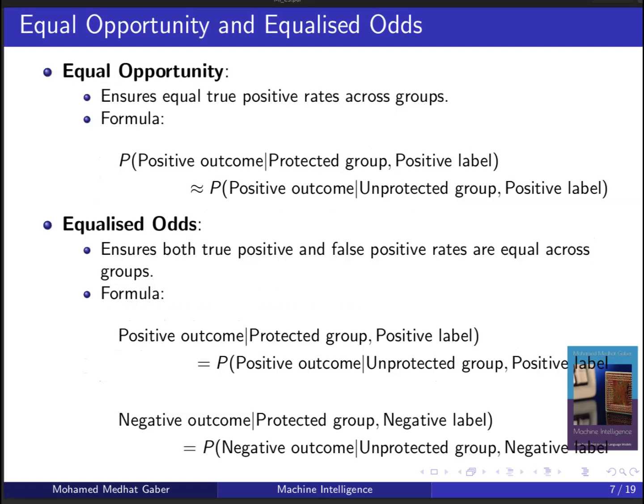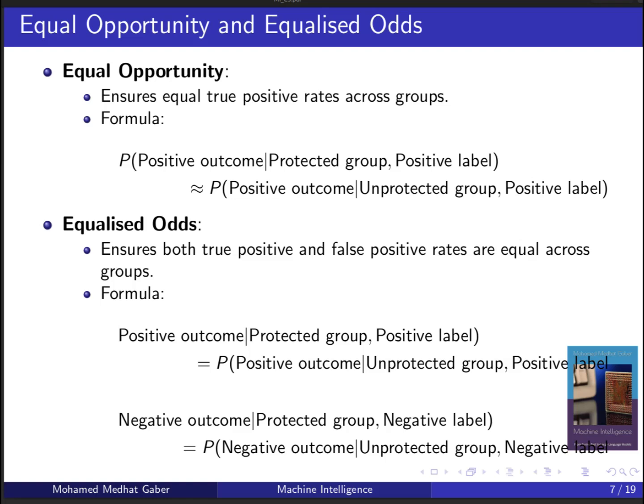Continuing our exploration of bias and fairness in AI systems, let's delve into two pivotal concepts: equal opportunity and equalized odds. These principles are essential in ensuring that AI models make decisions that are fair and non-discriminatory across different groups. Equal opportunity focuses on providing all groups with an equal chance of receiving a positive outcome when they are qualified. In the context of AI, this means that the true positive rates, the rate at which qualified individuals receive a positive decision, should be the same across protected and unprotected groups.